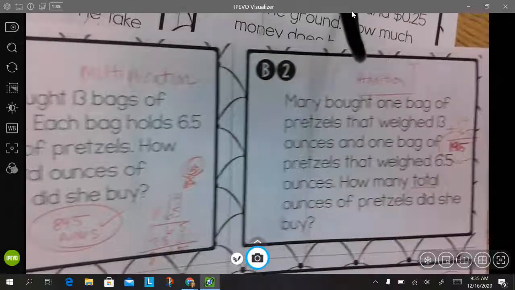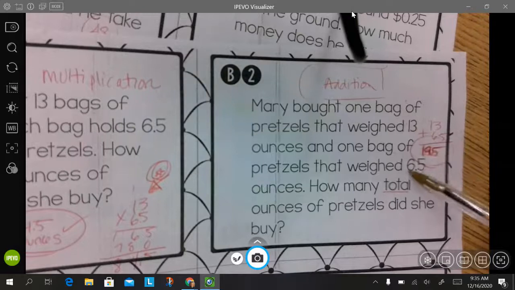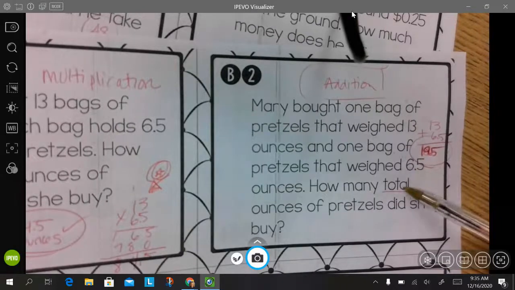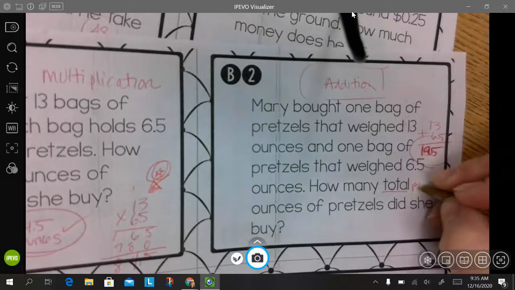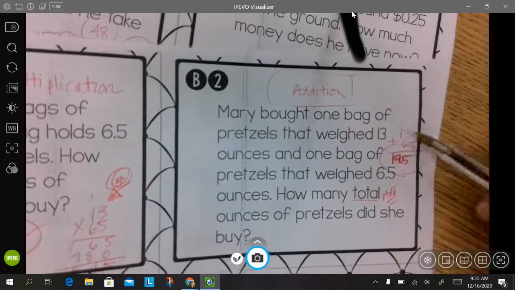Here we go. Here's B2. Mary bought one bag of pretzels that weighed 13 ounces and one bag of pretzels that weighed 6.5 ounces. How many total ounces did she buy? So when you think total, you think addition. Once again, addition's easy. You guys can do that.